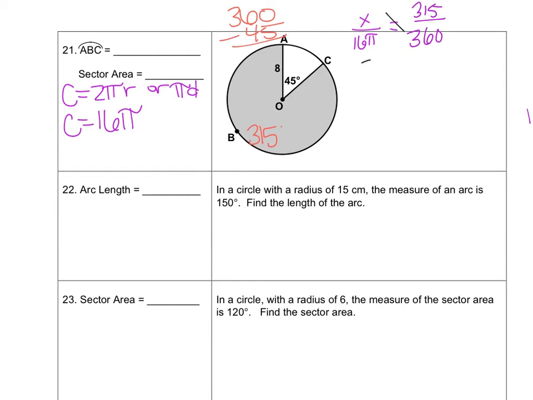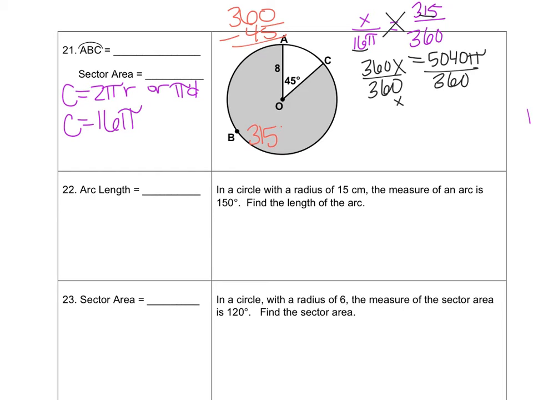So cross multiply. So I have 360x equals, go the other way. So we're going to keep pi on until the end. So I'm going to do 16 times 315. It's going to be a big number. That's fine. So I have 5040. Don't forget pi. Now tack on pi at the end. Okay, solve for x. We're going to divide by 360 on both sides.